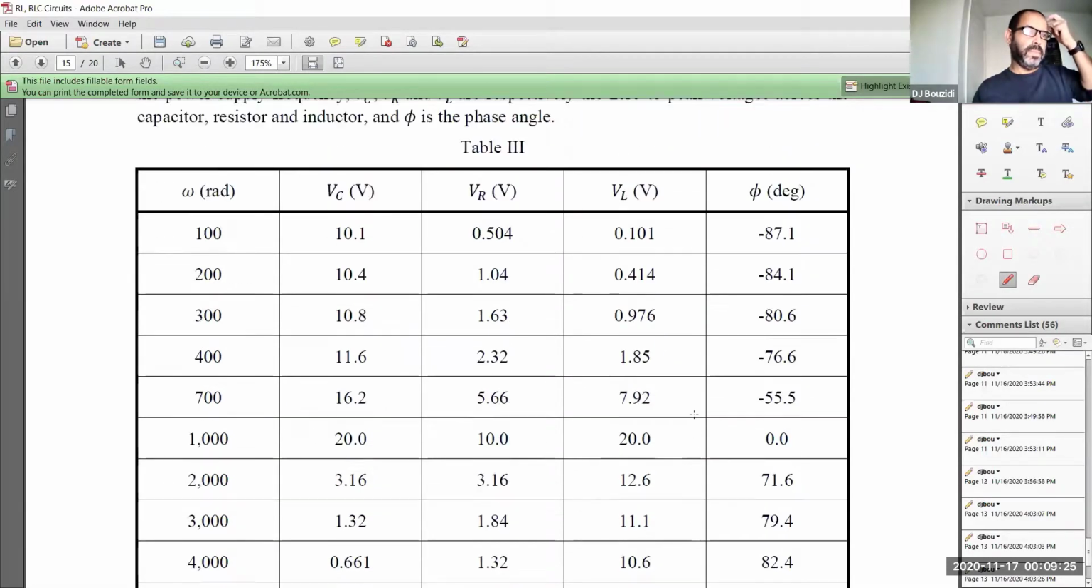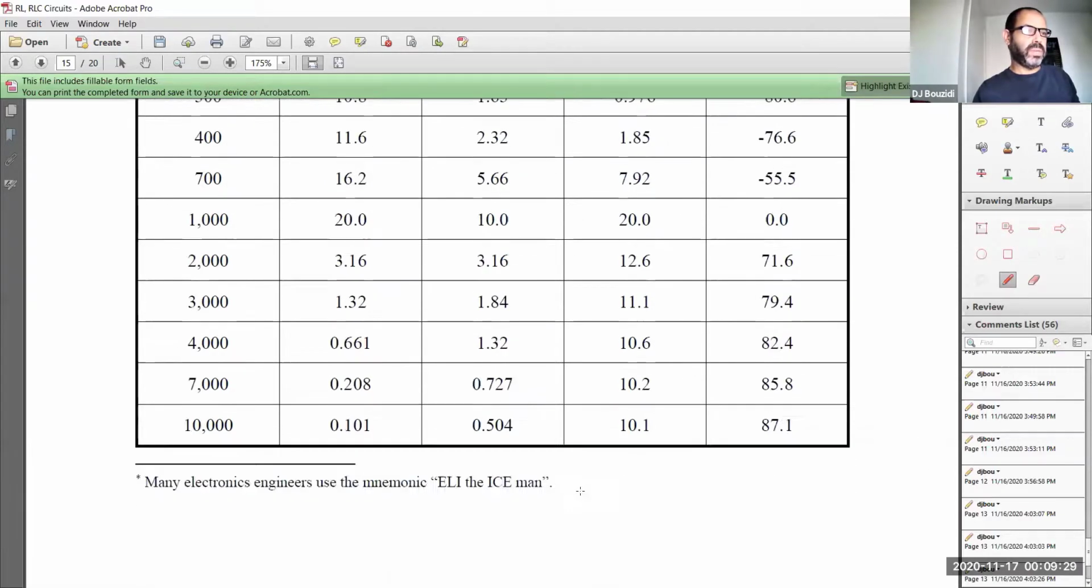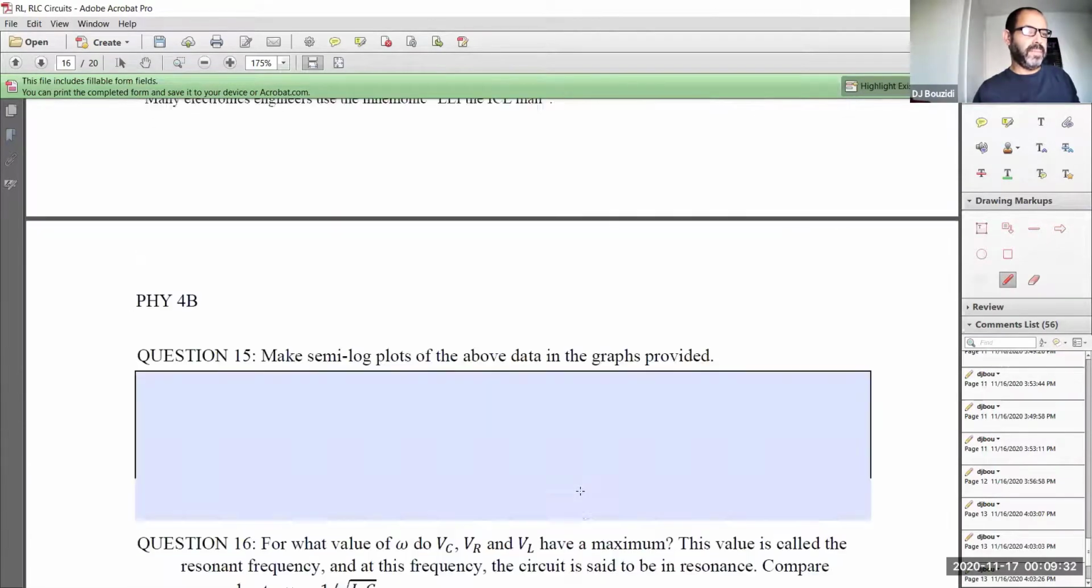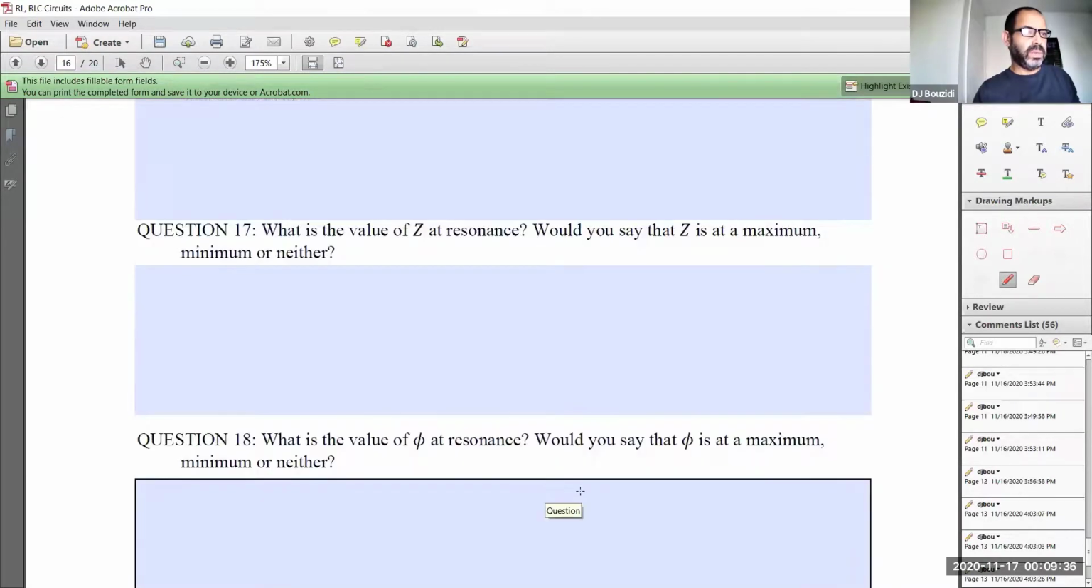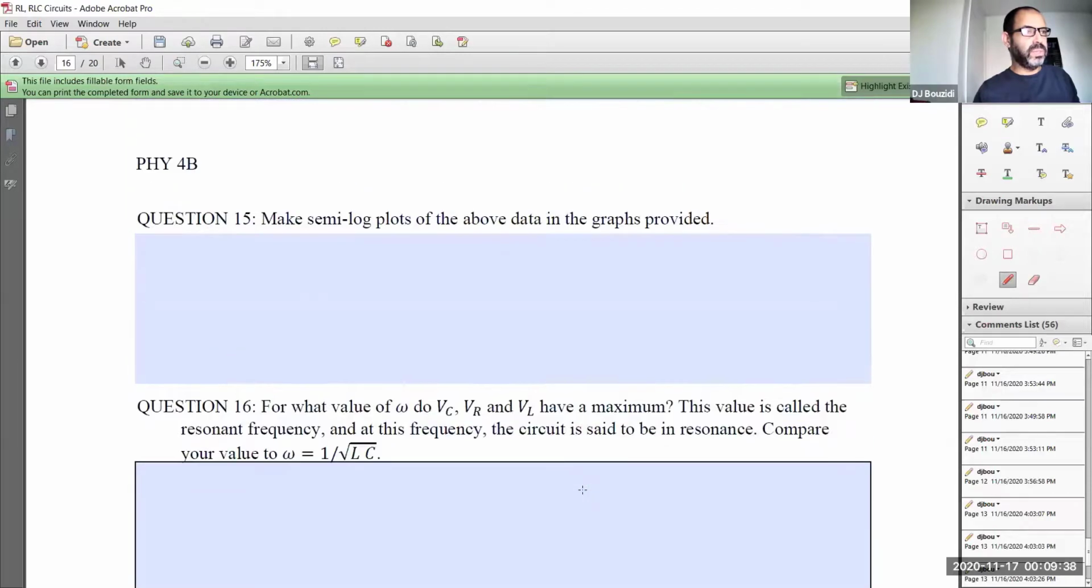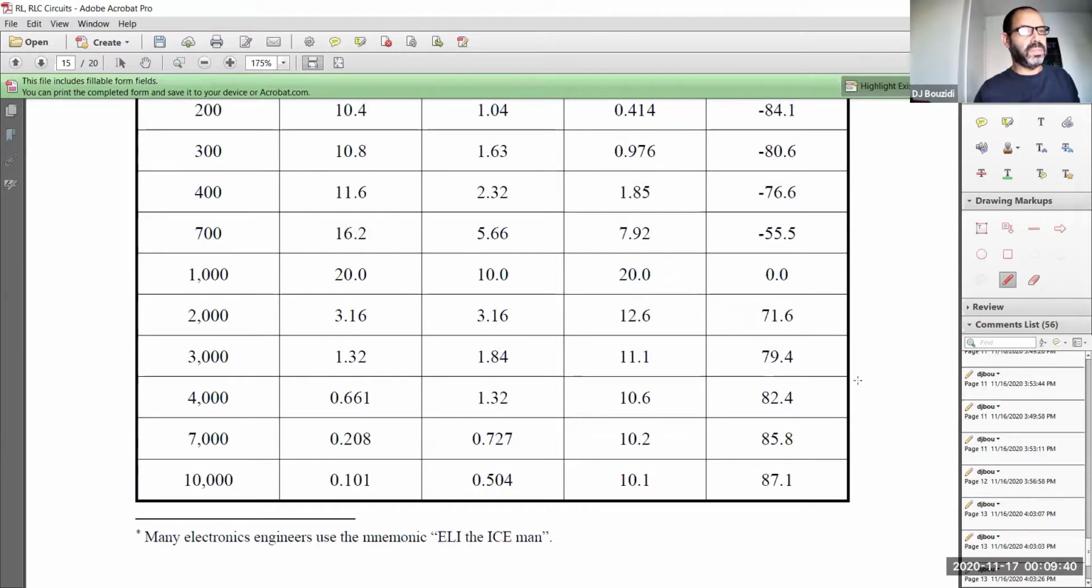Again, you have VC, you have VR, you have VL, so you should be able to get all of that expression, okay? For what value? And what is the value of phi at resonance? You can look at this data and you should be able to find it.